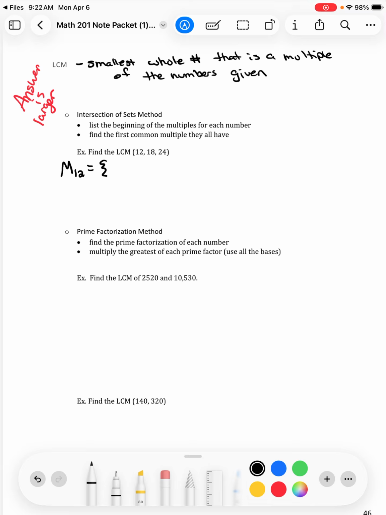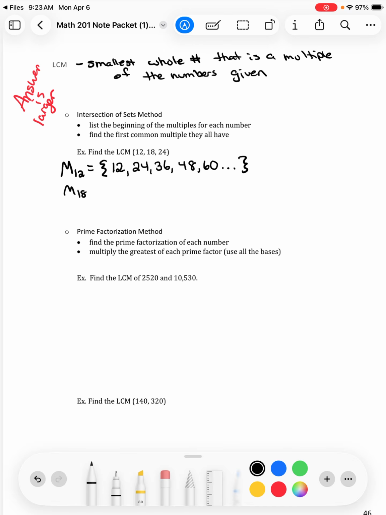So I'm going to do the multiples of 12. 12 times 1, 12 times 2, 12 times 3, 12 times 4. I know that I've got to get at least to the multiples of 24, so I'm going to do another one. So 12 times 5. This isn't enough. I can come back and add some more. That's why I have the dot, dot, dot. I can always add more.